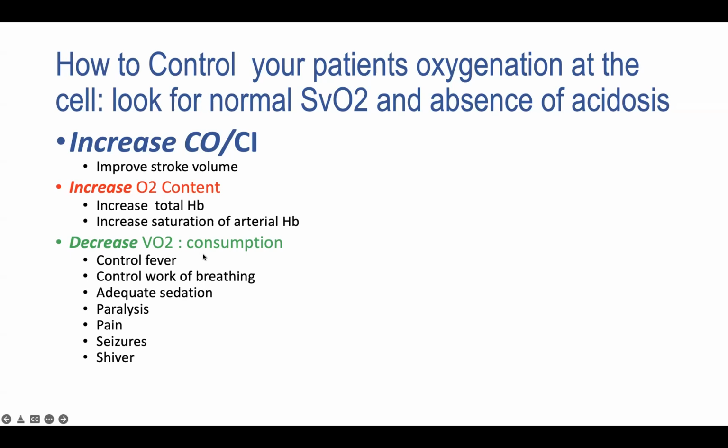Control the fever, control the work of breathing. Patient is breathing 30 times a minute on SIMV. Get a grip, put him on AC. Don't let him work so hard. As he's working his diaphragm, he's consuming a lot of oxygen. Help that patient, control him, give him sedation, manage his pain, consider paralytics, and assure that he's not having seizures or shivering, which of course are going to cause an inordinate amount of consumption of oxygen. And of course, be sure he's not infected and make sure he's on broad spectrum antibiotics if you have that suspicion.